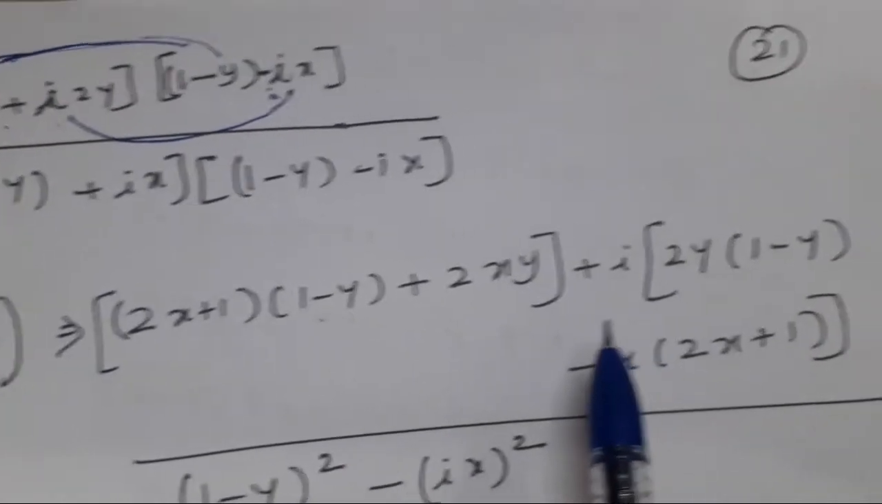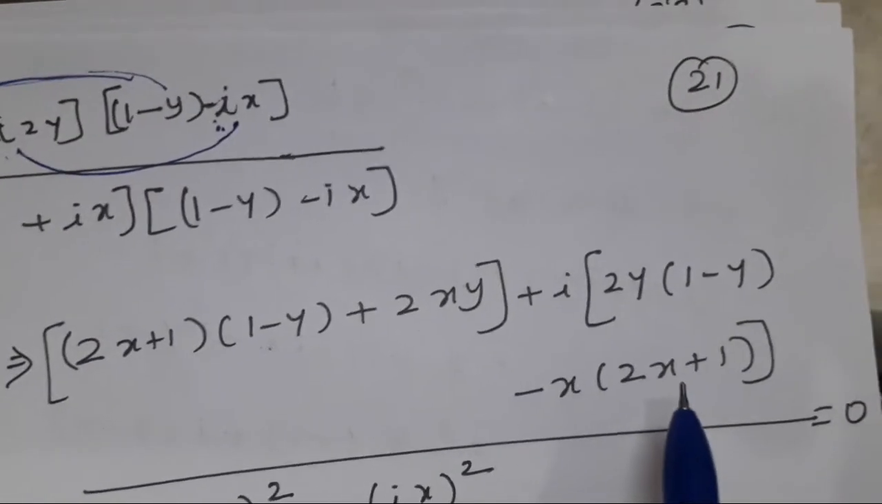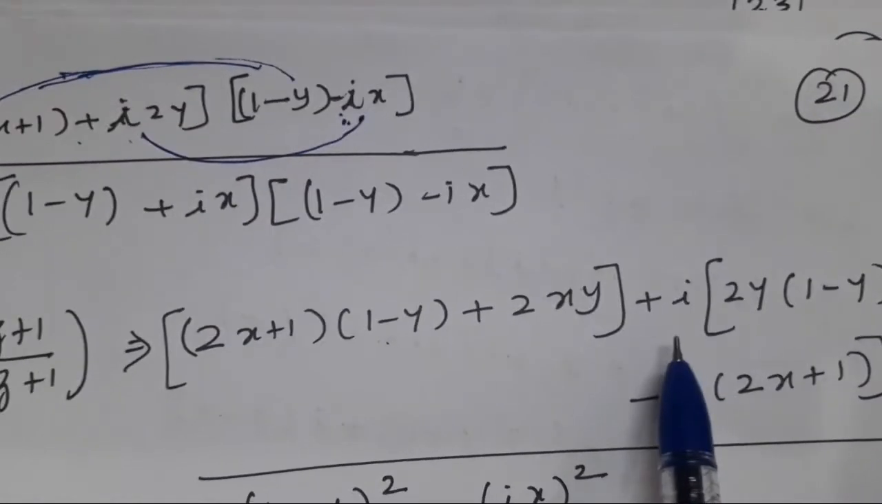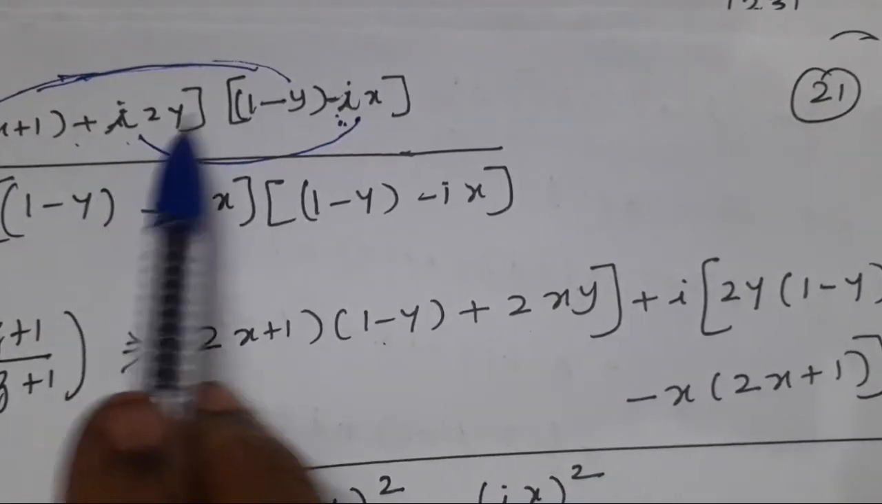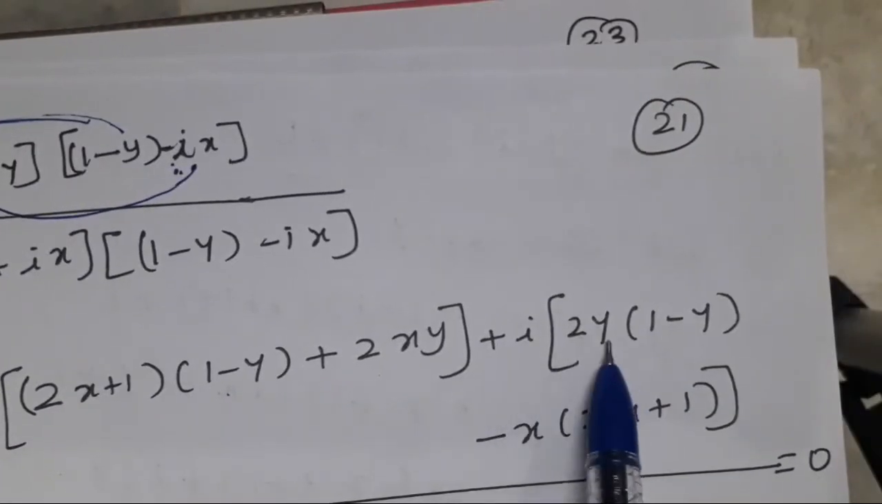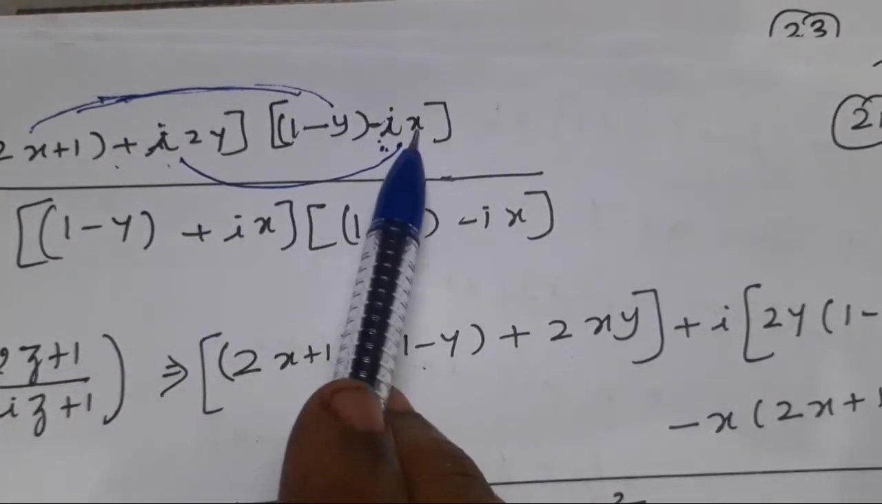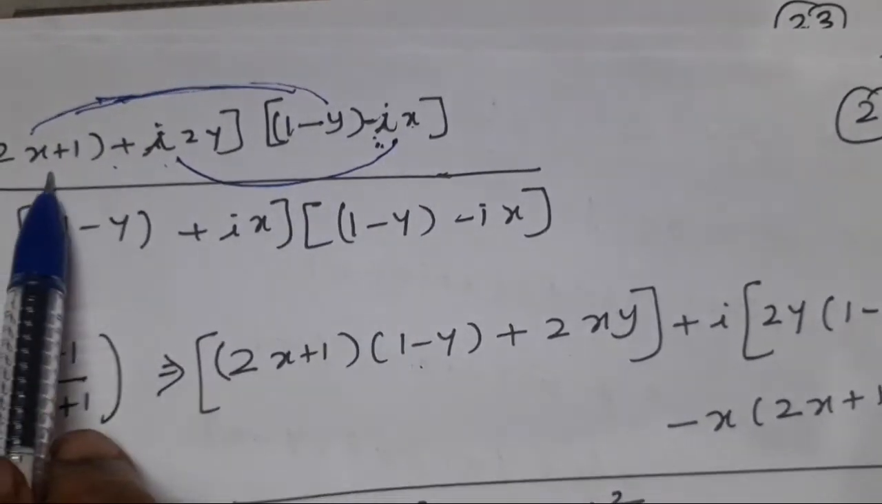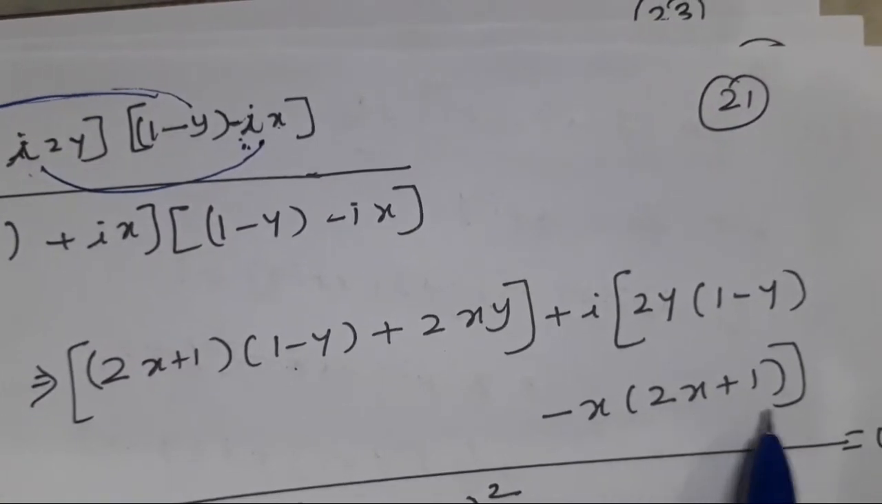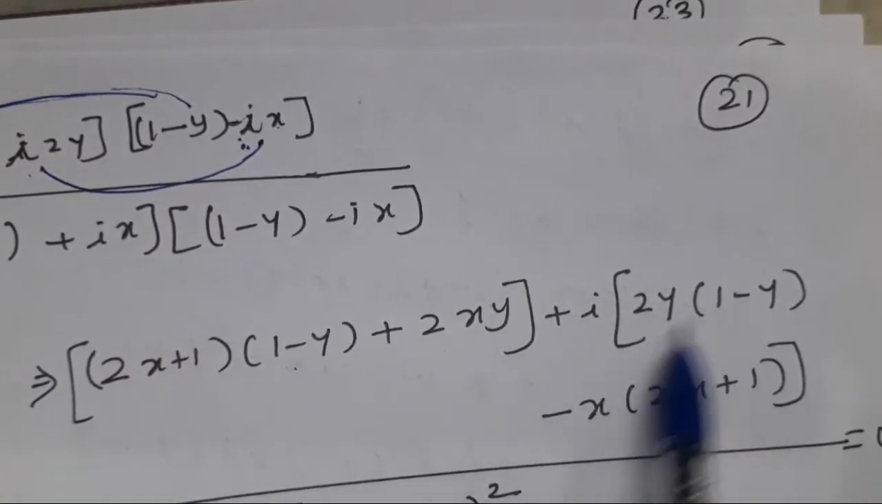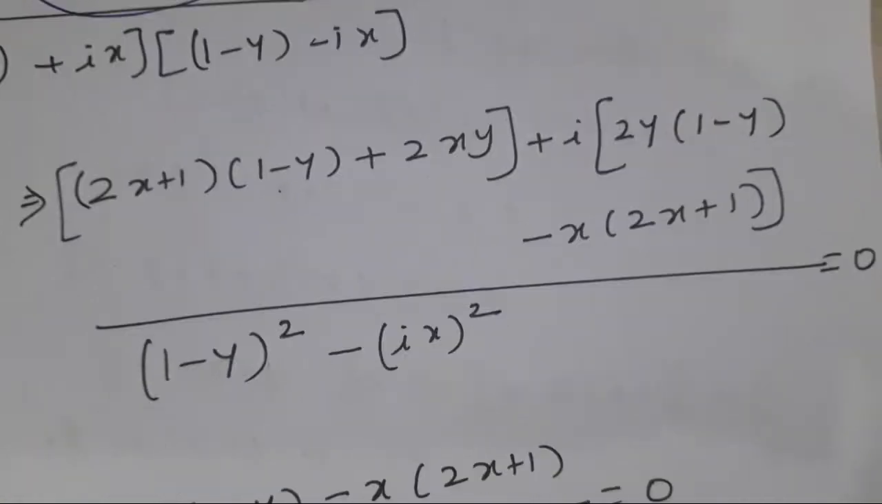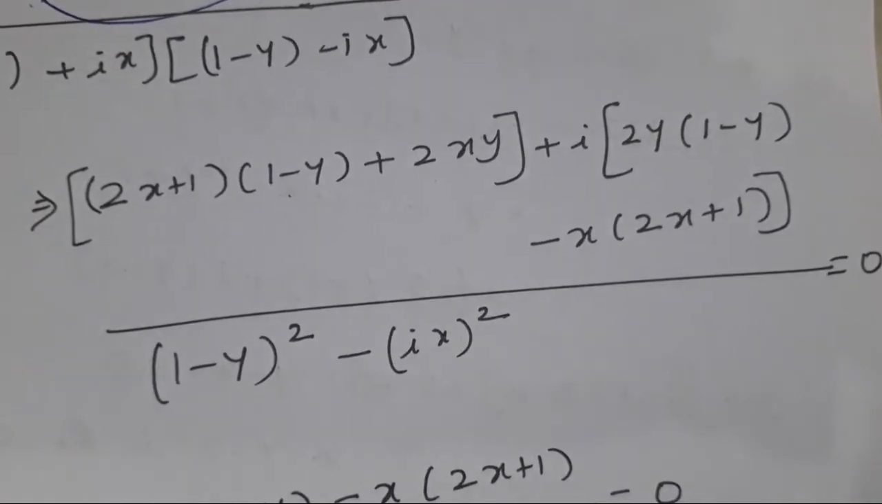Now come to the imaginary part. How to find the imaginary part? Imaginary part is nothing but i into 2y into (1 − y). Again (2x + 1) into minus x, or minus x into (2x + 1). Minus x into (2x + 1). Easily we separate the real part as well as the imaginary part. What we need? We need only the imaginary part.